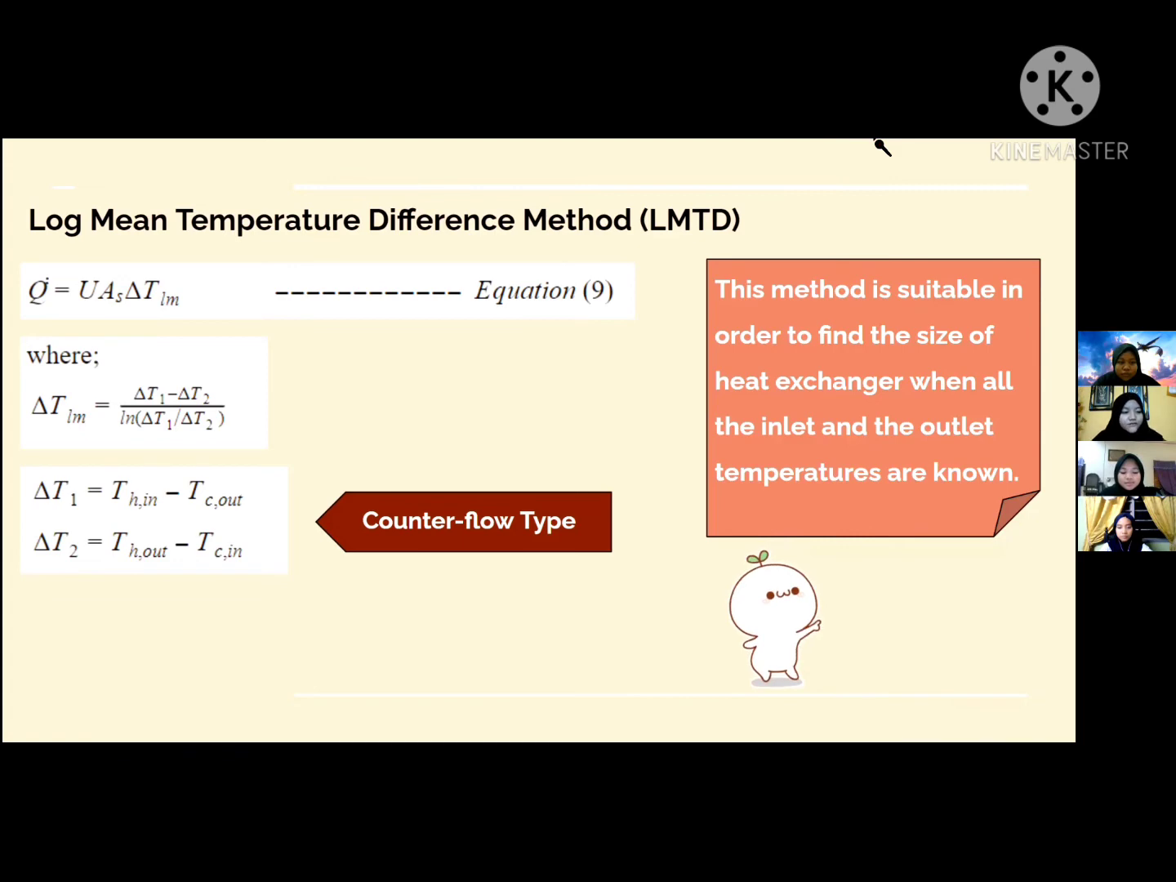The formulas to find delta T1 and delta T2 depend on the type of flow. As Azin mentioned in the previous slide, the type of flow in this heat exchanger is counter flow. So delta T1 equals the inlet temperature of the hot fluid minus the outlet temperature of the cold fluid, whereas delta T2 equals the outlet temperature of the hot fluid minus the inlet temperature of the cold fluid. Next.